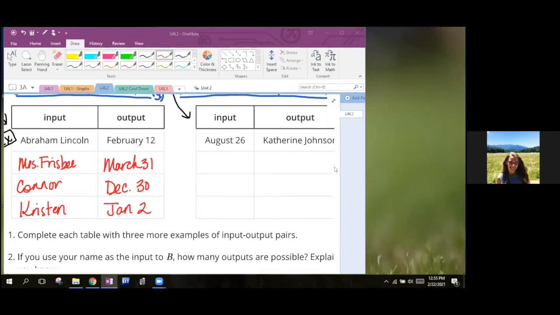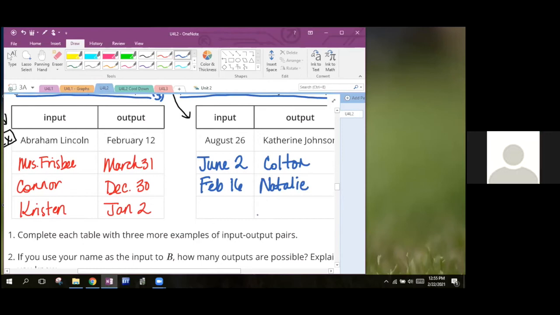Okay, so this next one is June 2nd. Okay, that's Colton. All right, then we have February 16th. That's Natalie. Y'all have Abraham Lincoln. I want George Washington. And then the last one is going to be August 2nd. And that's Destiny.